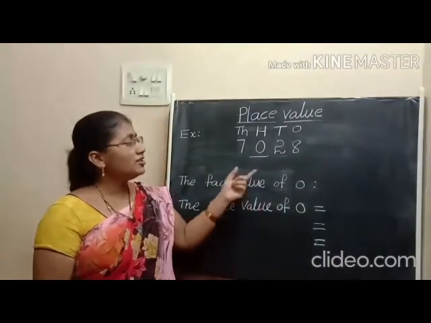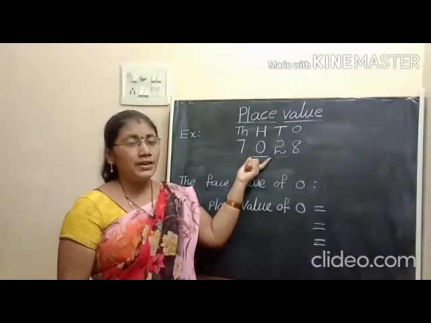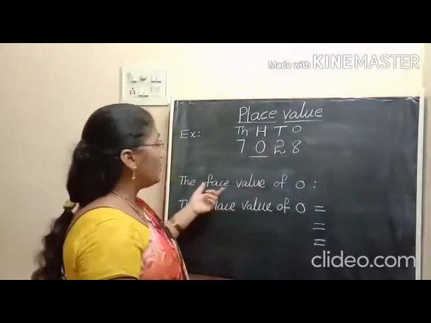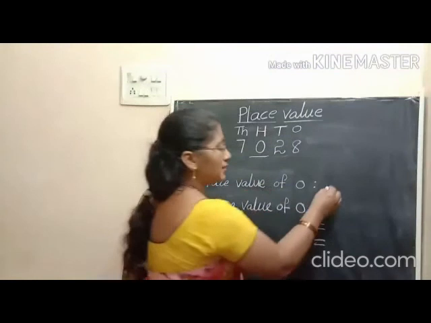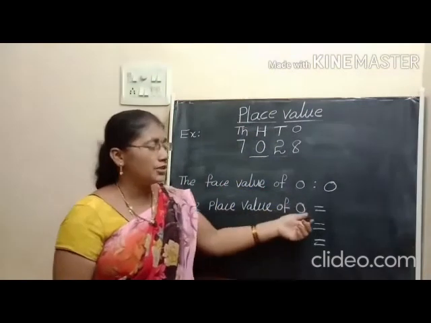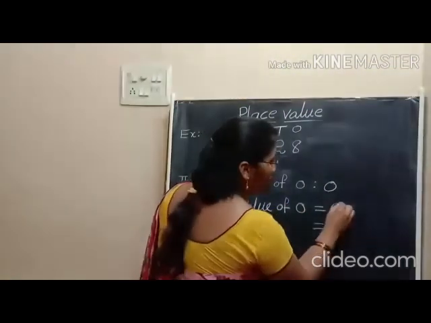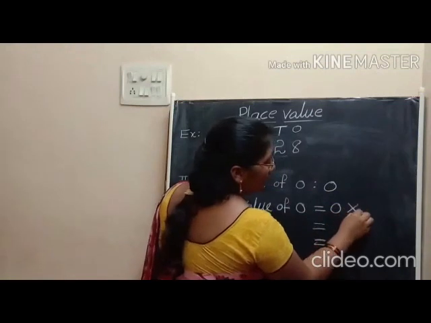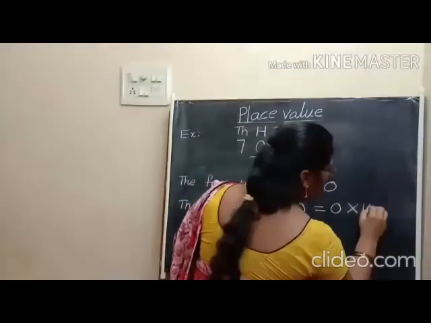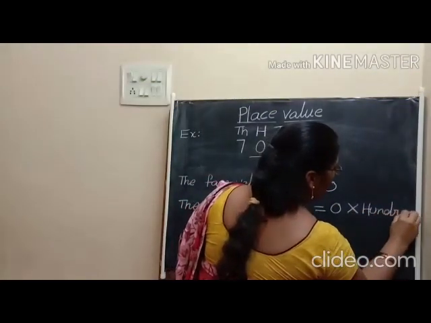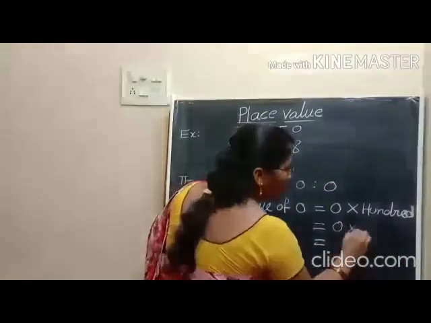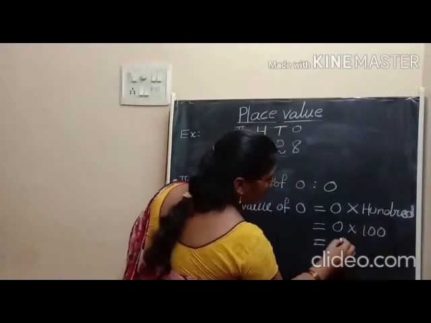Now, I am taking 0 in hundreds place. Let us see what will happen. If you take 0 in hundreds place, the face value remains the same, that is 0. Let us see about place value. The place value of 0 means the product of face value, which is 0, and place of the digit. What is the place of the digit? That is hundreds. By taking the product, 0 into 100, we get 0 only.